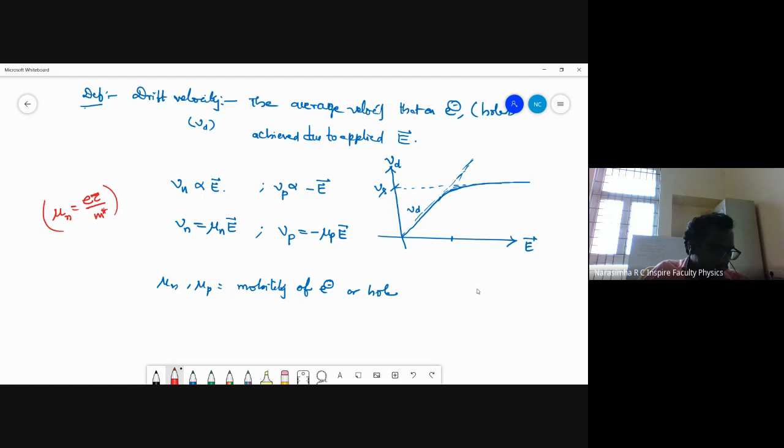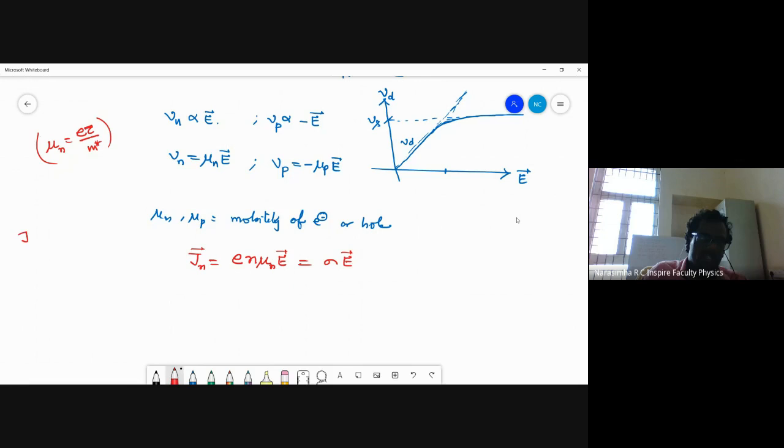Once you know these mobilities, you can calculate the drift current density due to the electrons and holes. For electrons, Jn is the current density: the charge of an electron times the density of electrons, times the mobility and the electric field. Basically this is sigma times the applied field. Of course, the current density is a vector quantity, but current is not a vector quantity. So what is this J? J is nothing but the current per unit area.